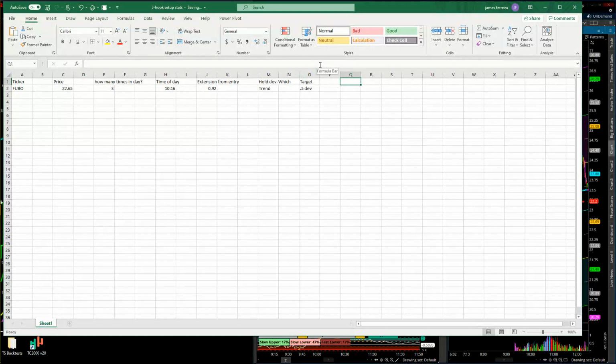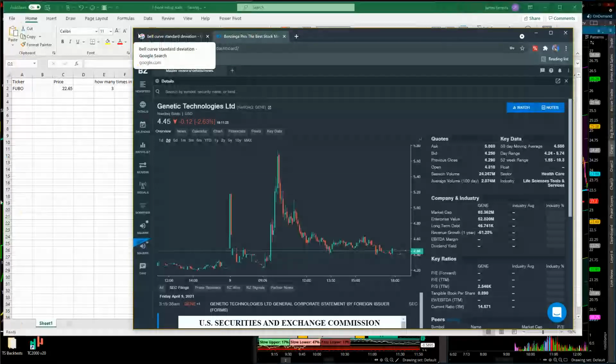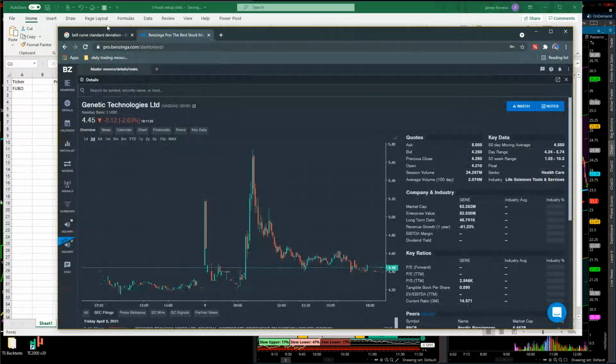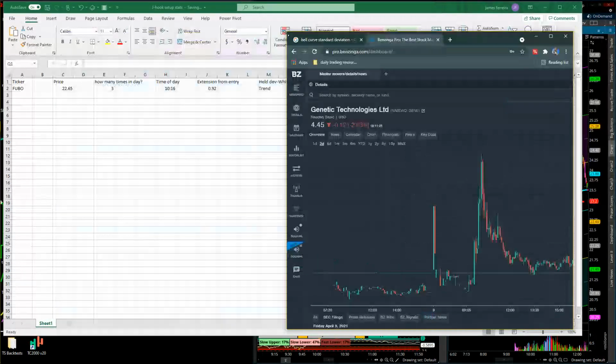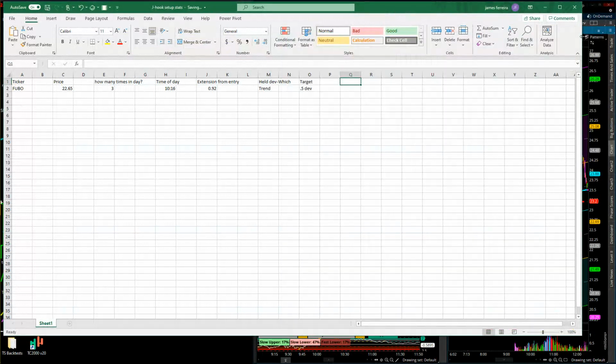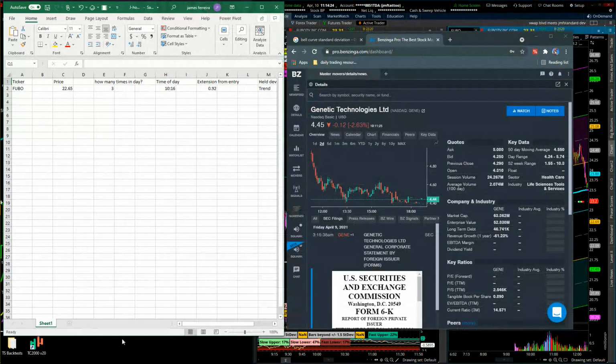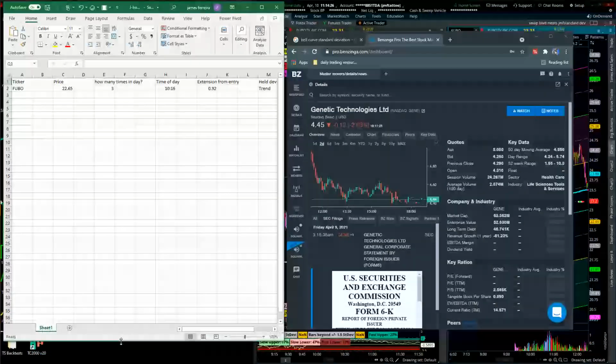So now we get into the fundamentals of it, right? And that's where Benzinga is going to come up. What do you need to know about the stock? Let's actually make this smaller real quick. And what I look for in a stock is I want to know the float. I want to know the market cap of the stock.